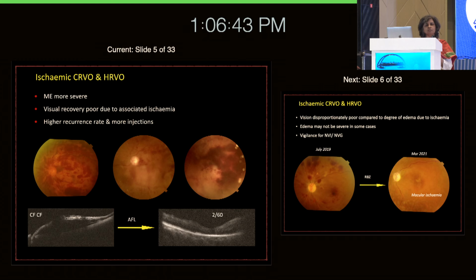The vision is very poor at presentation, usually hand movements or counting fingers at 2 meters. And the prognosis is poor. We can tell the patient that even with injection, the edema will go, but vision will not improve because of ischemia. And they are the ones who are likely to come back with repeated edema and recurrent injections required over several years. So this is a patient, an example.